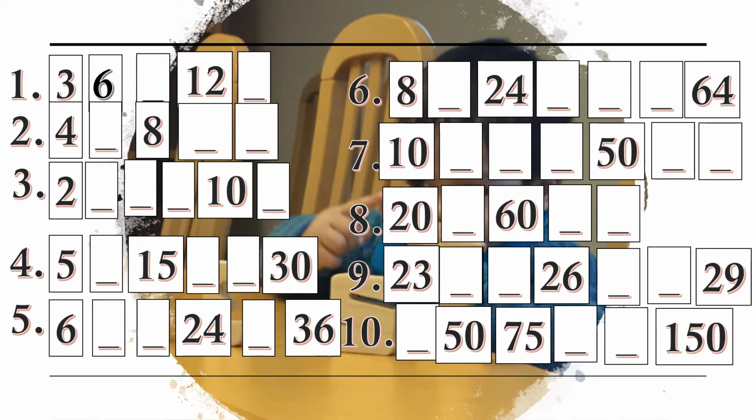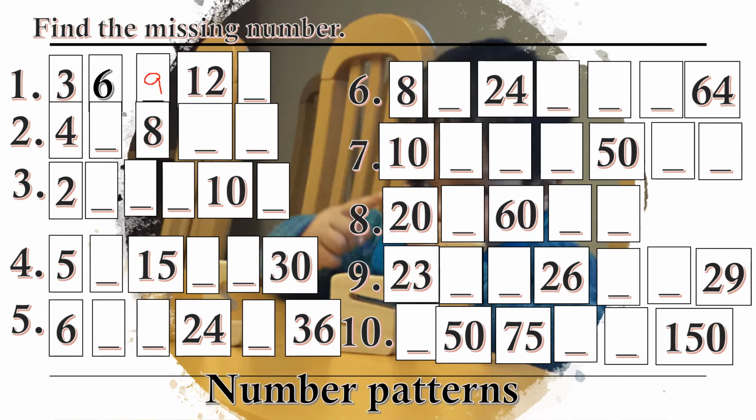Now our first exercise is a number pattern. Find the missing number. Number 1, we have 3, 6, blank, 12, and blank. Find the missing sequence of this number: 3, 6, blank, and 12. I'm going to do it for you, okay? 3, 6, 9, then 12, and 15. Okay? You got it?